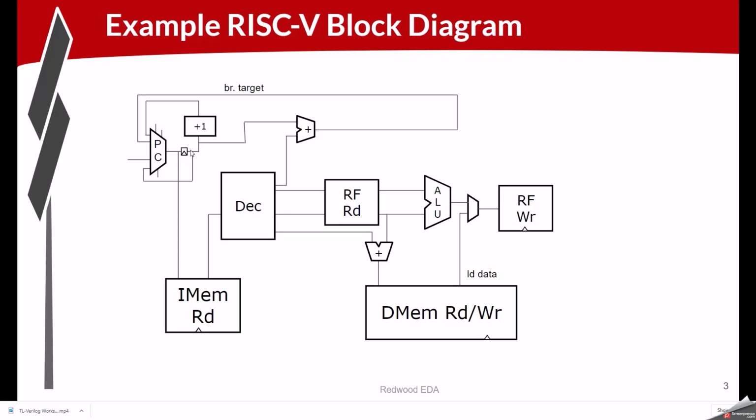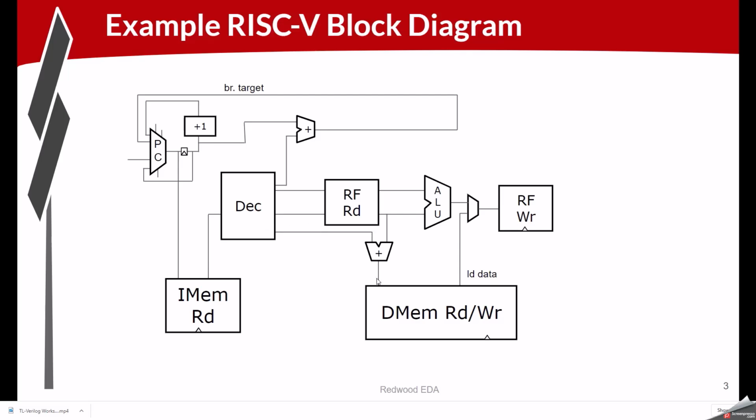Similar for a branch, computing the branch target. The instruction memory, we're going to send the address to the instruction memory in one cycle, and then in the next cycle we'll get the result back, just as we've done so far with our array, with our calculator example.